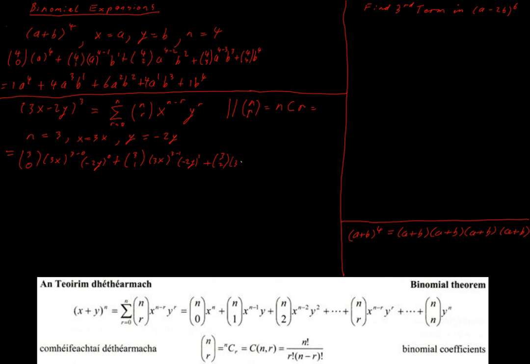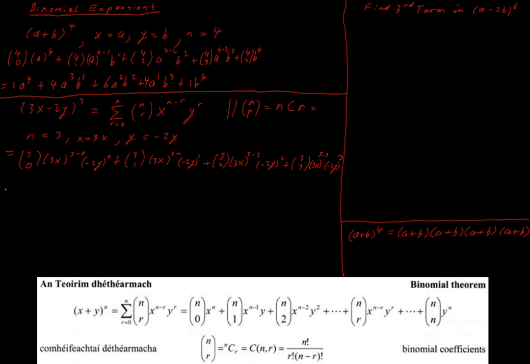Third term is going to be 3x to the power of 3 minus 2 on minus 2y to the power of 2, r is now 2, plus 3 choose 3, r is now up at the same value as n, on 3x to the power of 3 minus 3, which is going to be 0, and minus 2y to the power of 3. So those are all of the different terms, and I now stop because r has gone up to the value of n.